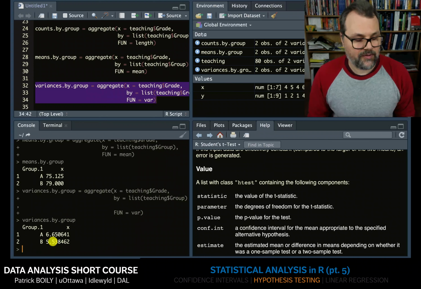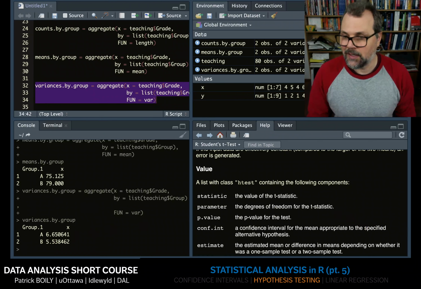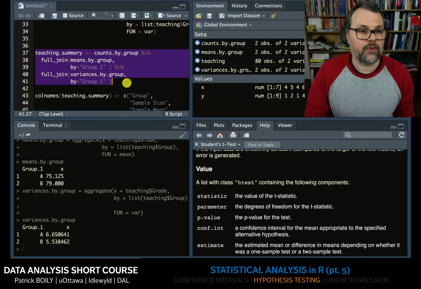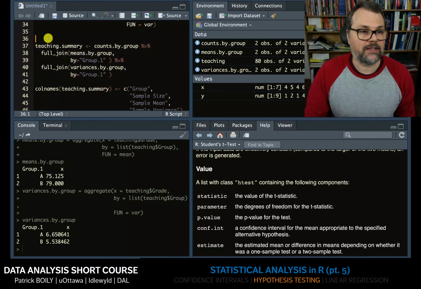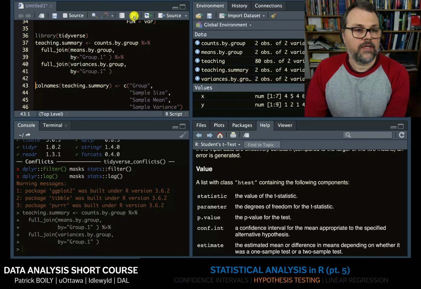We get the following variances. A little bit more variance in the first group, a little bit less in the second group. I'll put all this together in one table using the tidyverse functionality, so I have to load tidyverse for this to make sense. Then I get a teaching summary.